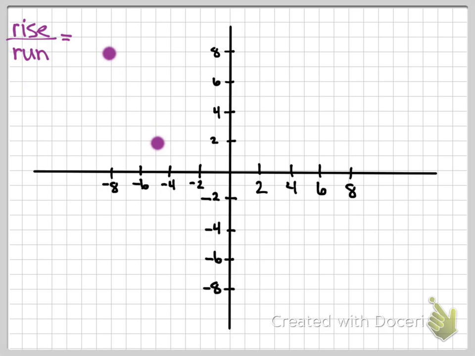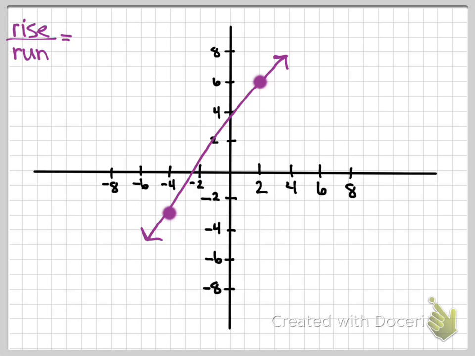All right, let's do one more. All right, this is definitely the most important part of the lesson. Here's your point. Here's your point. And here's your line. Okay? All right, tell me the slope. All right, so what is your rise? You go from a what? A y value of what?